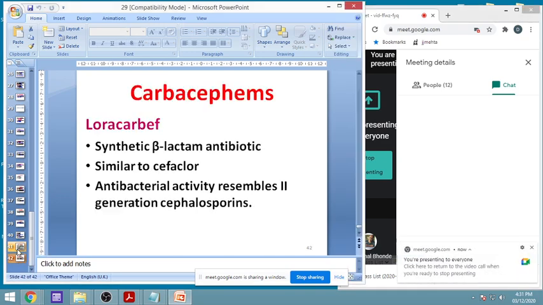And lastly, a newer group of molecules is known as carbacephems. An example of this is loracarbef. It is a synthetic beta-lactam antibiotic, so it is not semi-synthetic or like that. It is similar to cefaclor, that is a second generation cephalosporin. The antibacterial activity resembles the second generation cephalosporins, and it has been found to be quite effective in various conditions. So here we finish all penicillin and penicillin-like agents, that is all beta-lactam antibiotics.